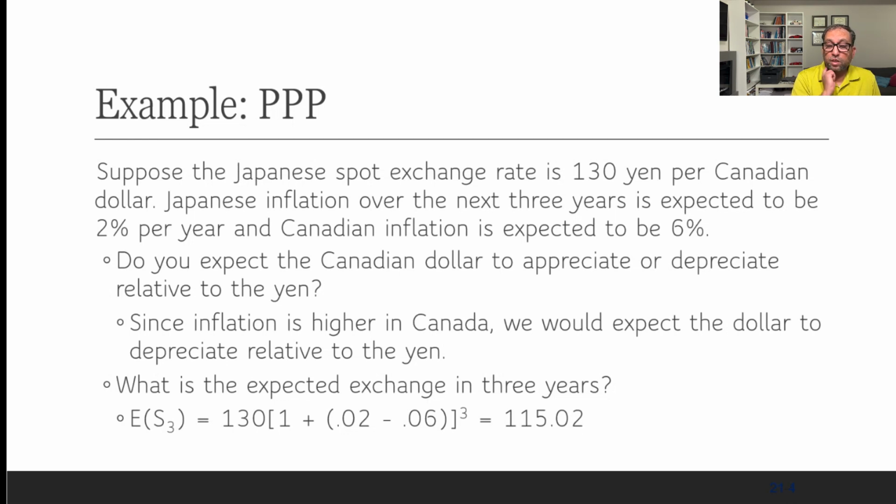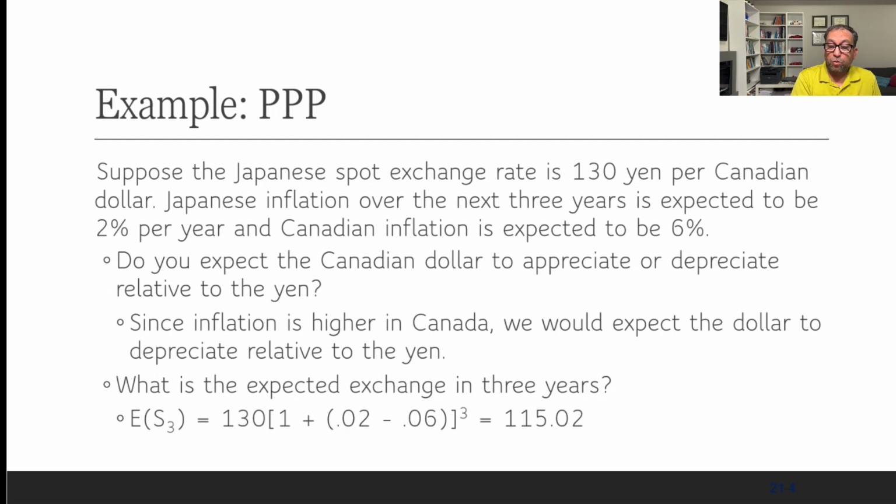You see here the inflation is higher in Canada, so it means that the currency is going to depreciate. Since the inflation is higher in Canada, we expect the dollar should depreciate. What is the expected exchange rate in 3 years? How can we do this?